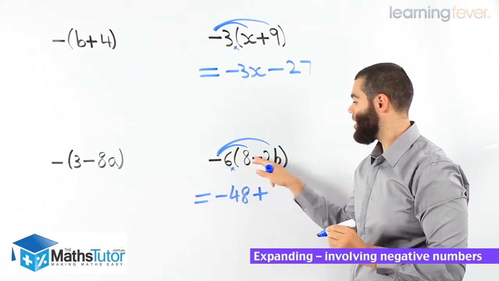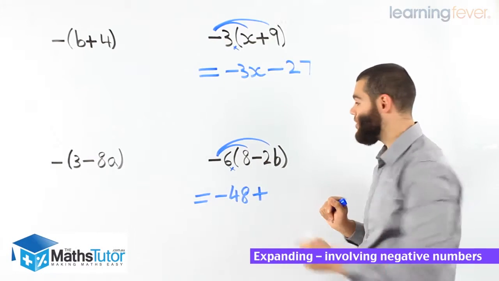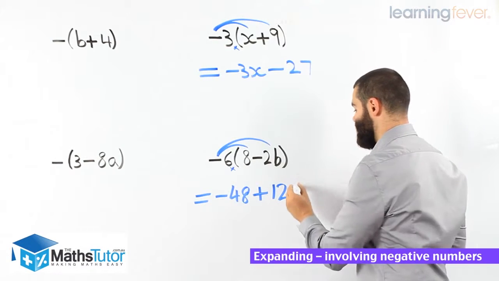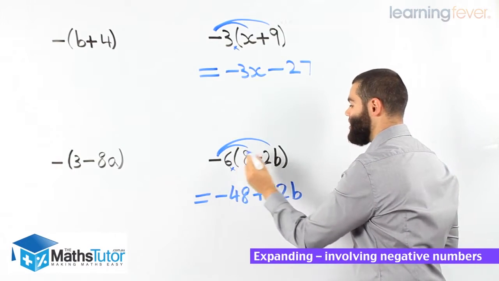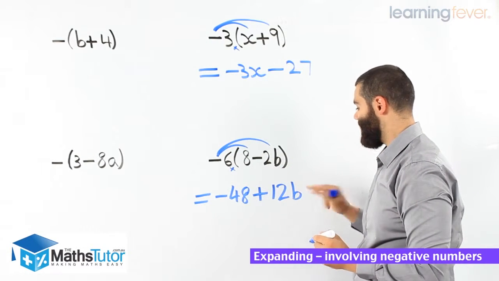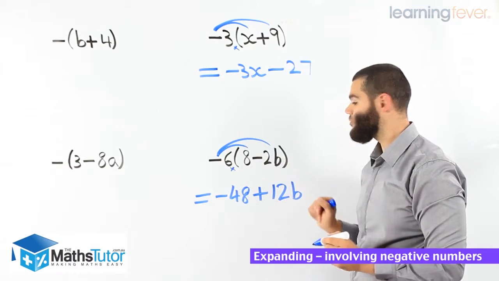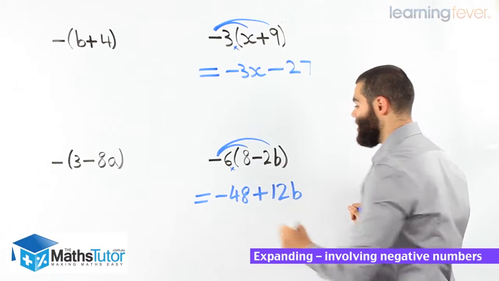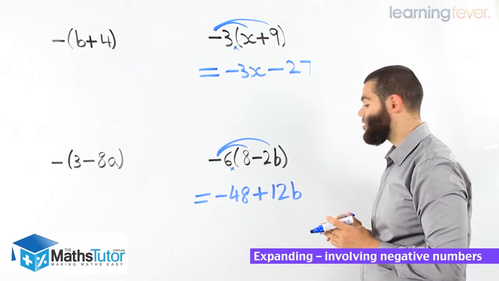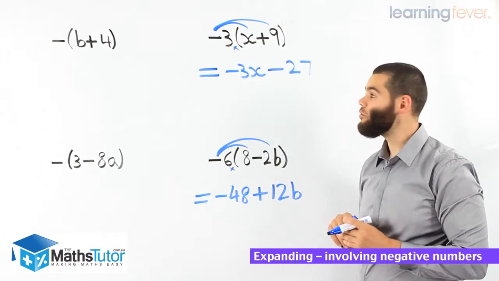A negative times a negative becomes positive. 6 times 2 is 12. And b. Negative 6 times negative 2 is positive 12. And the b. Negative 6 times negative 2b is positive 12b. That's our final answer. Negative 48 plus 12b. Let's do some more.